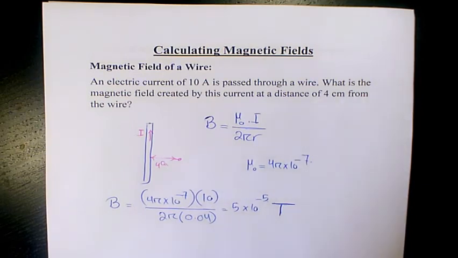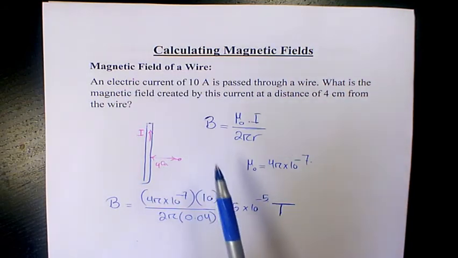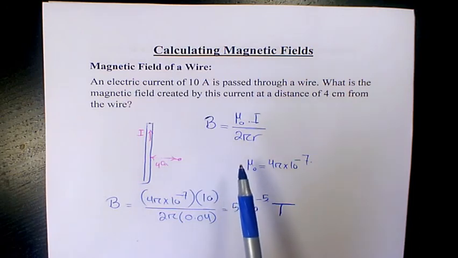So that's how we find out the magnitude of magnetic field when we are dealing with a wire. So we use Ampere's Law to calculate the magnetic field surrounding a current carrying wire.